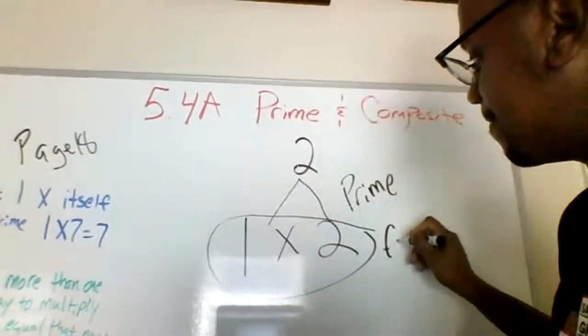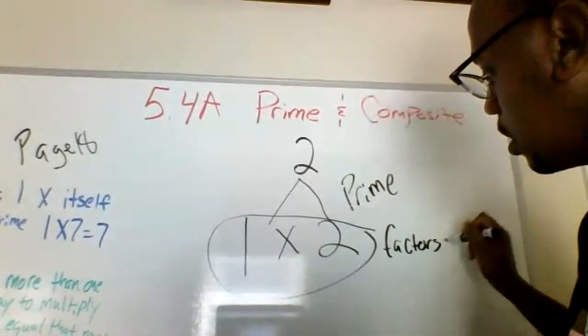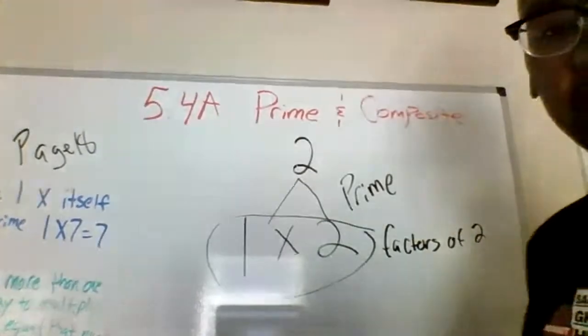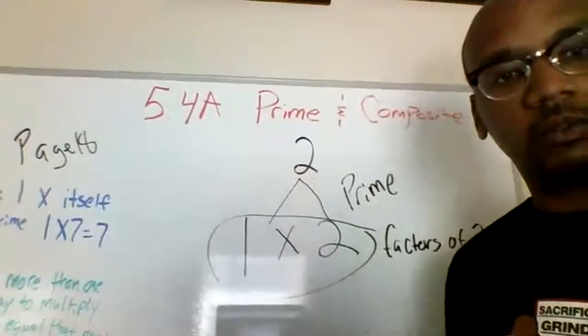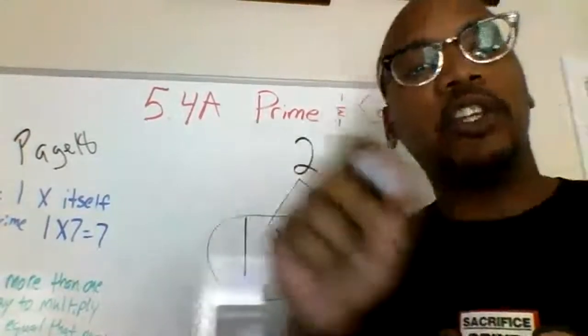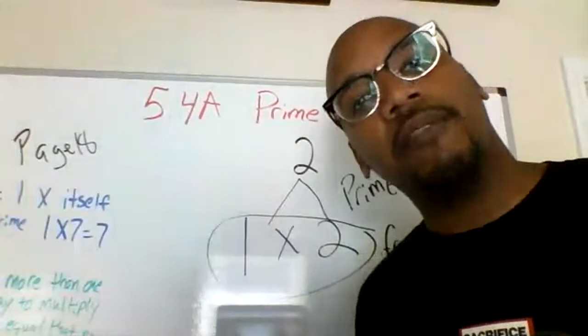These are the factors of 2. These are the numbers that you can multiply to get 2. All right? Now I'm going to do Yesel's number. Yesel says 25.